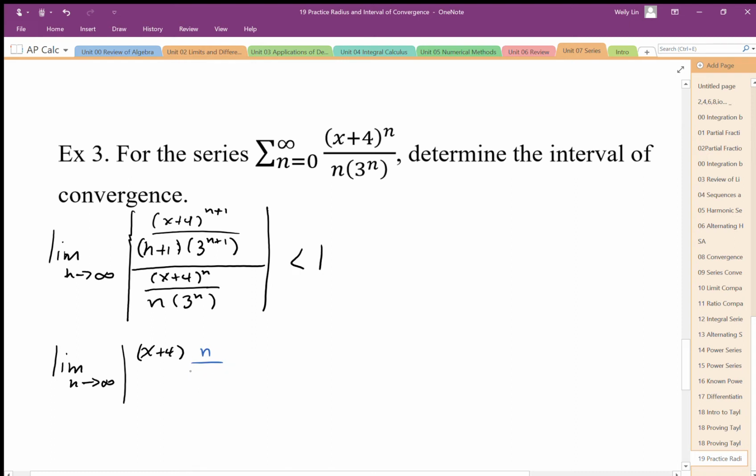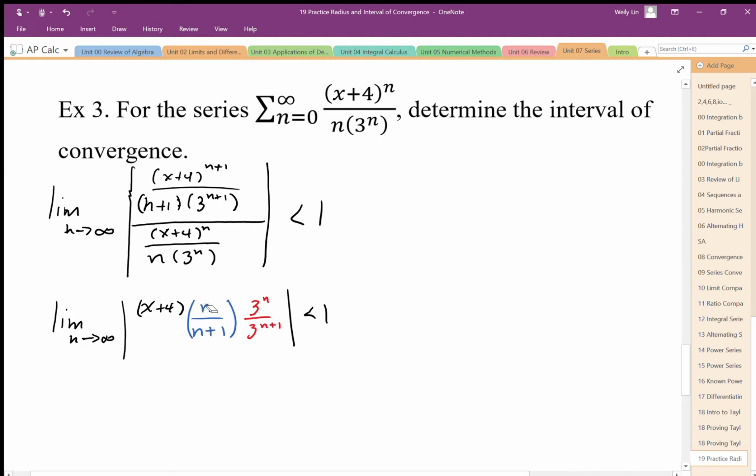So that's going to be n plus 1. Those are going to be my n terms, and my power 3 terms, I'm going to do in a different color as well. My power 3 terms is going to be 3 to the n over 3 to the n plus 1. That has to be less than 1. So as n goes to infinity, that's going to be equal to 1. The n's cancel out. Maybe I'll just show the extra step here.